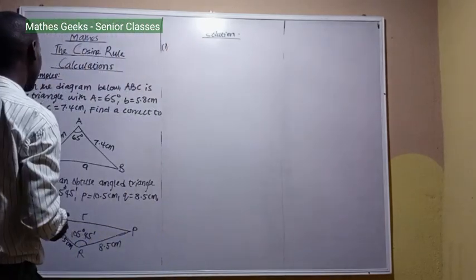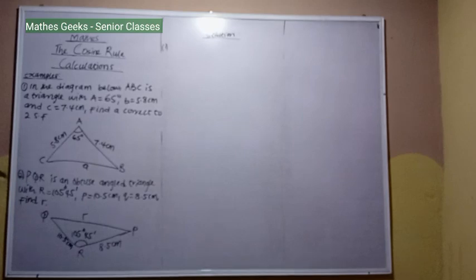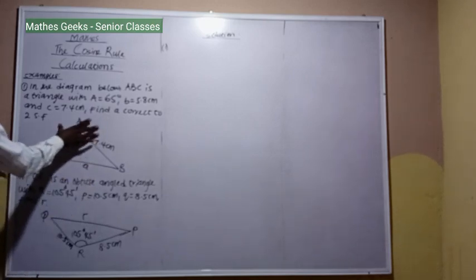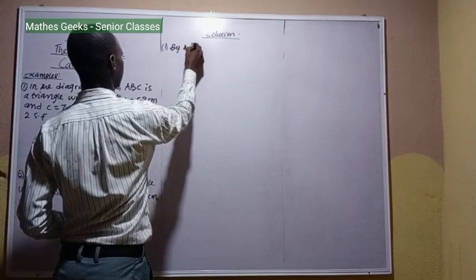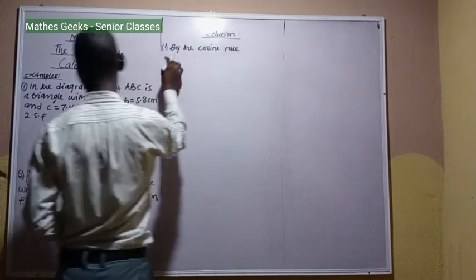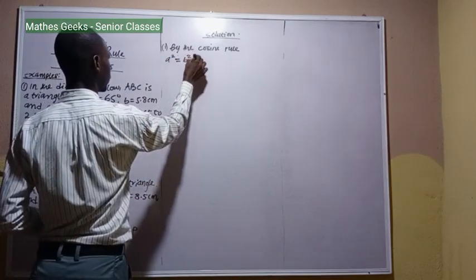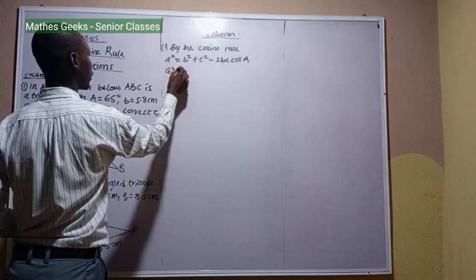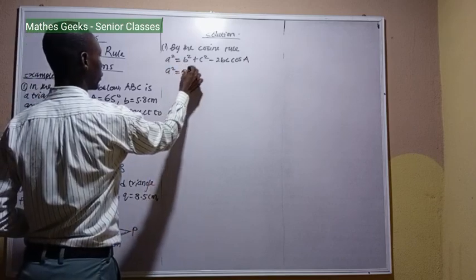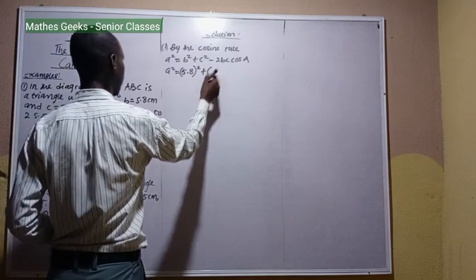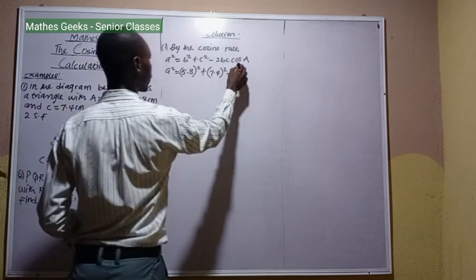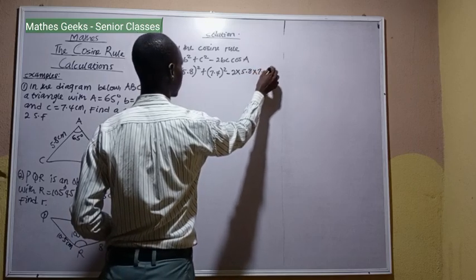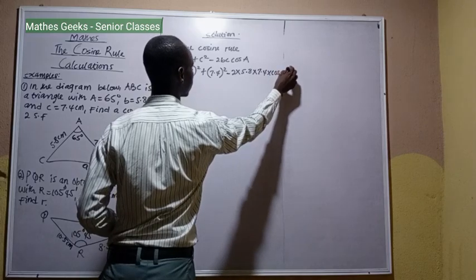In the diagram below, ABC is a triangle with angle A equal to 65 degrees, b is 5.8 cm, and c is 7.4 cm. Find a correct to two significant figures. The included angle is between the two given sides, so it fulfills the cosine rule. By the cosine rule, since we're looking for a, a squared is equal to b squared plus c squared minus 2bc cos A. So a squared is equal to 5.8 squared plus 7.4 squared minus 2 times 5.8 times 7.4 times cos 65 degrees.